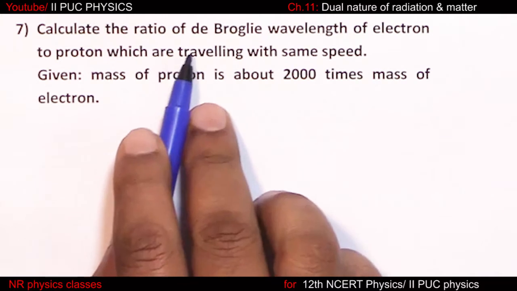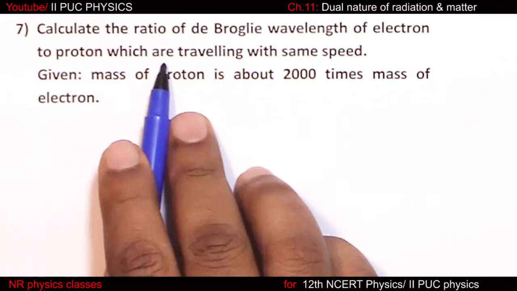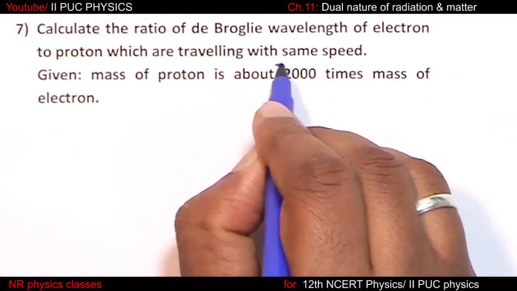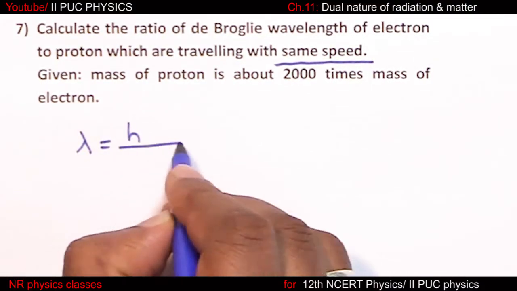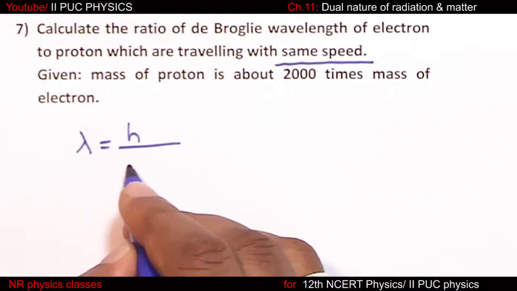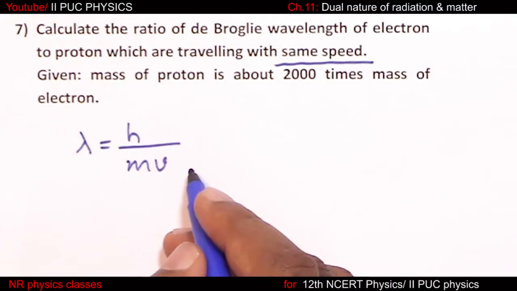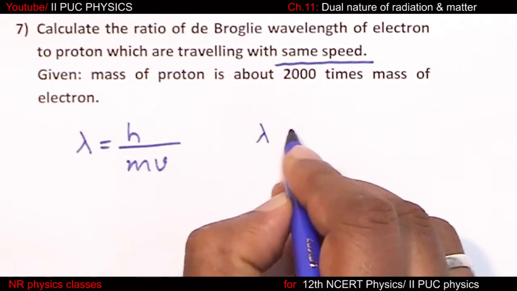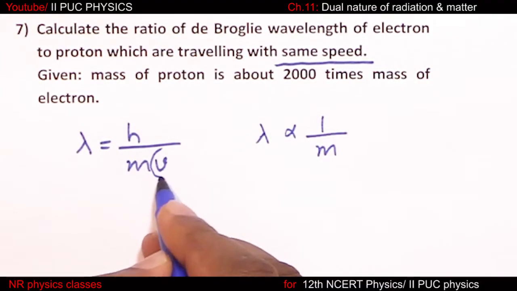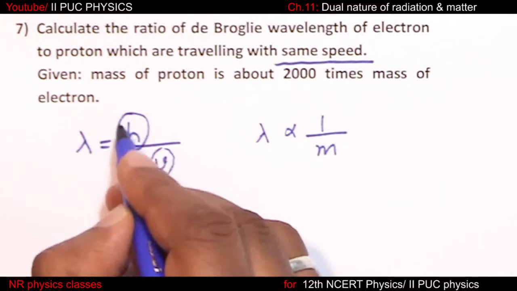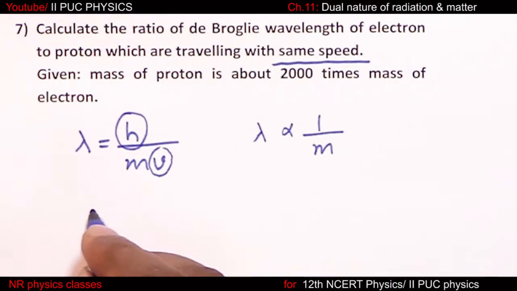Calculate the ratio of de Broglie wavelength of electron to proton, which are traveling with same speed. You should observe this. So consider de Broglie equation which has velocity term or speed term. So it is h by mv. So de Broglie wavelength is proportional to 1 by mass. Speed is constant. H is already a constant. Therefore, lambda is inversely proportional to mass.